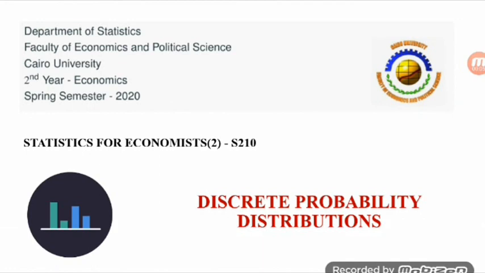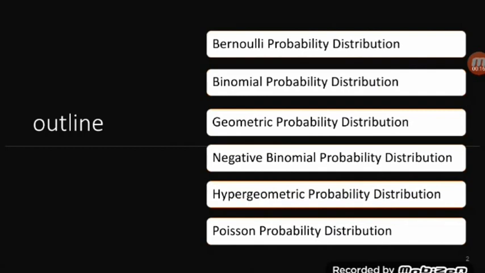Today we are recording the rest of the topic of discrete probability distribution, and if we revise our outline, we'll note that we have covered the first four probability distributions, and we still need to cover the hypergeometric distribution and the Poisson probability distribution.